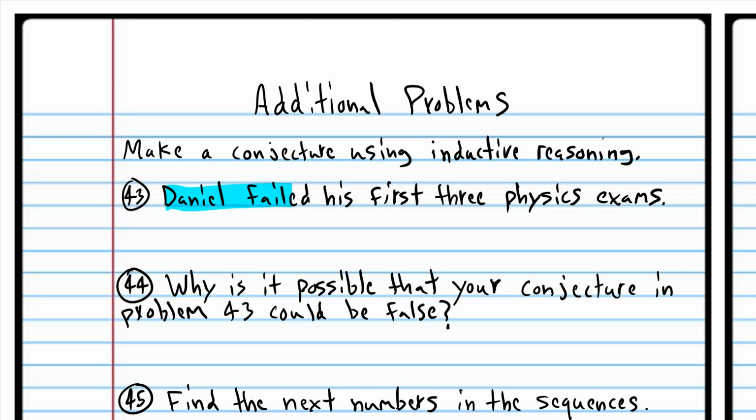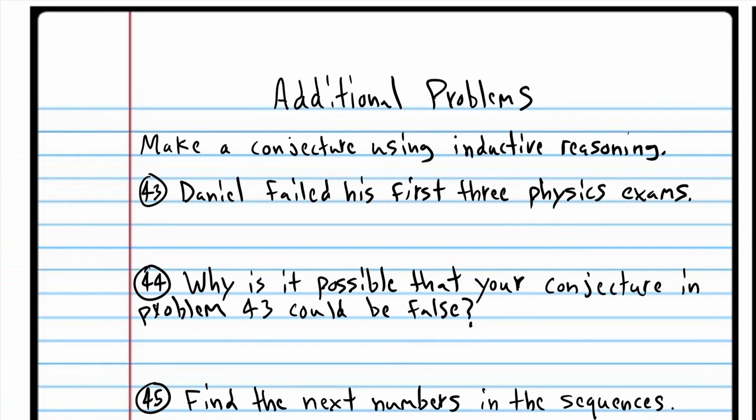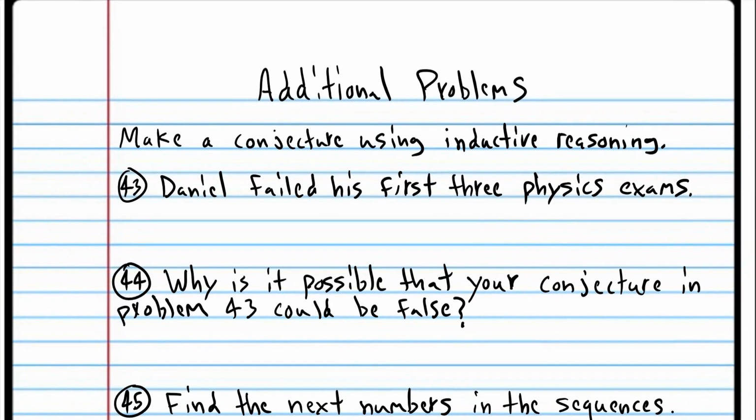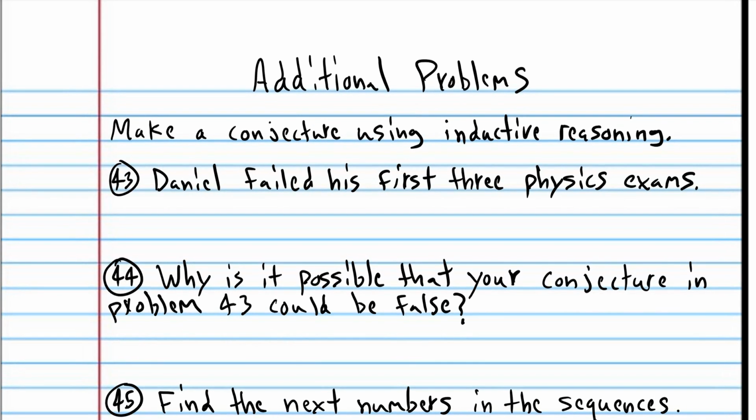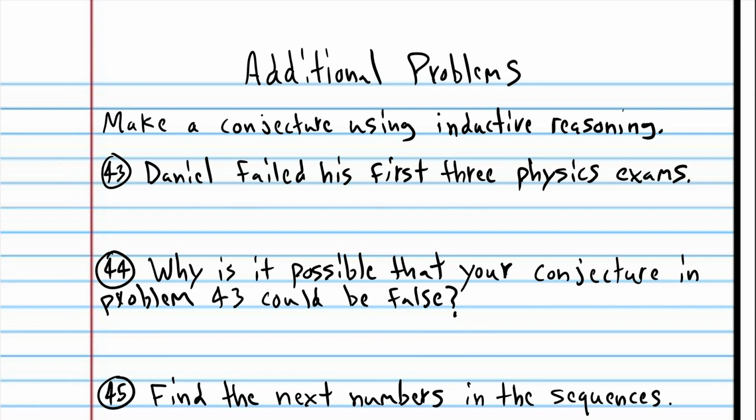So Daniel failed his first 3 physics exams. So it's pretty obvious what the conjecture is going to be based on the pattern. So what would the conjecture be? Pause the video, try it. When you come back, we'll do it together.